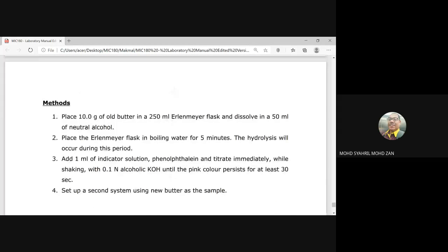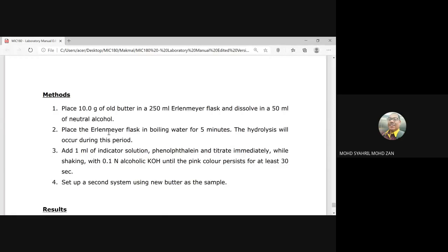So we go for the methods for acid value. So we need about 10 gram of old butter. Okay. And put it inside the 250 ml Erlenmeyer flask. Jadi bukan round bottle. This one is Erlenmeyer flask, bentuk segitiga tu. Okay. And dissolve in 50 ml of neutral alcohol. Okay. Place the Erlenmeyer flask in the boiling water for 5 minutes.